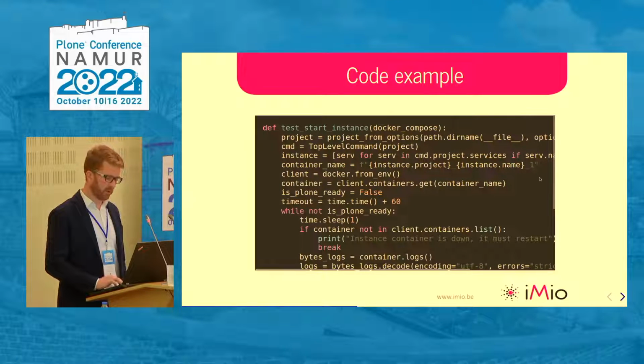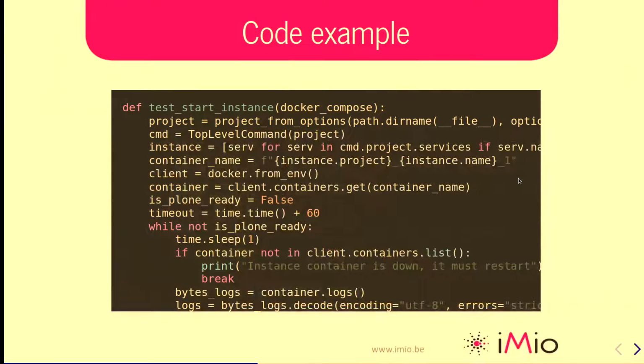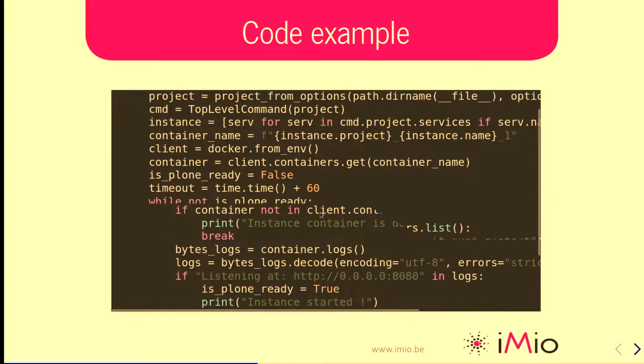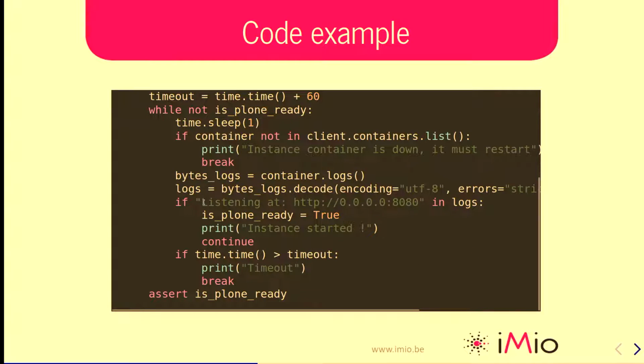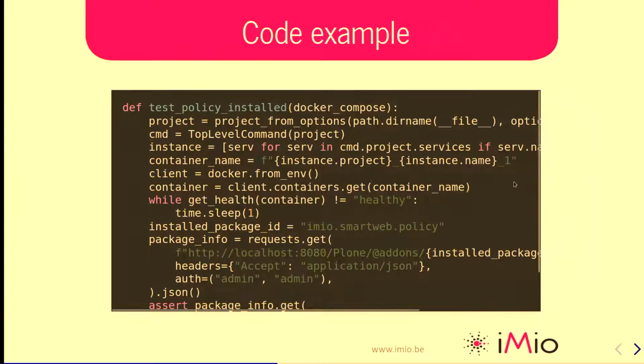An example for a test with compose and PyTest. It's simple: we start Plone, we set a timeout of 60 seconds, and we loop on the logs. On Plone 6, we wait and listen on the logs, and if it has arrived in the log, it's okay. Plone is ready, so the instance is able to start.